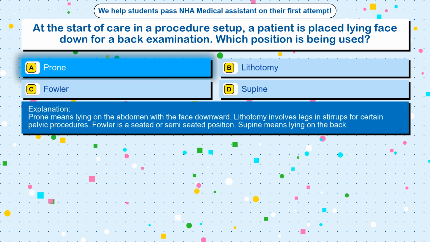Prone. Prone means lying on the abdomen with the face downward. Lithotomy involves legs in stirrups for certain pelvic procedures. Fowler is a seated or semi-seated position. Supine means lying on the back.